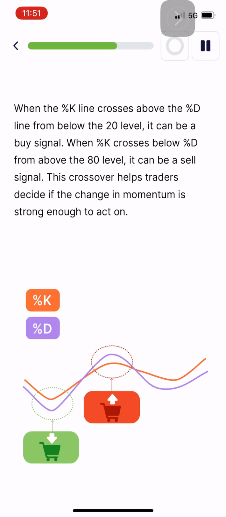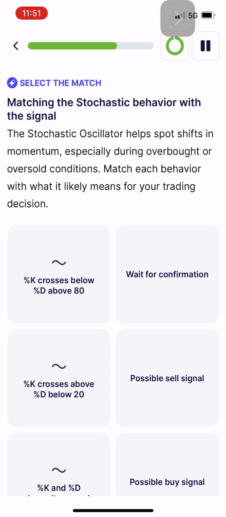When the %K line crosses above the %D line from below the 20 level, it can be a buy signal. When %K crosses below %D from above the 80 level, it can be a sell signal. This crossover helps traders decide if the change in momentum is strong enough to act on.